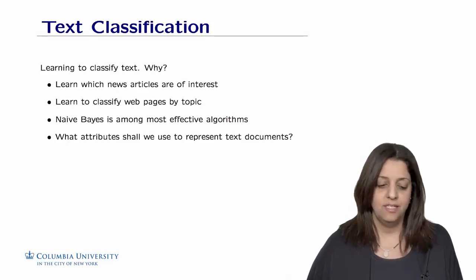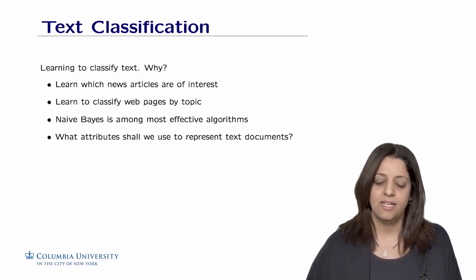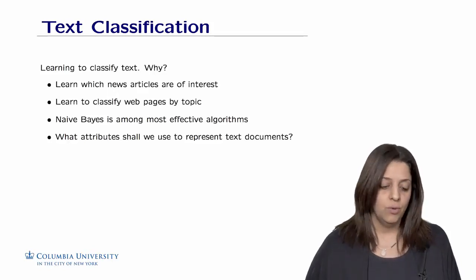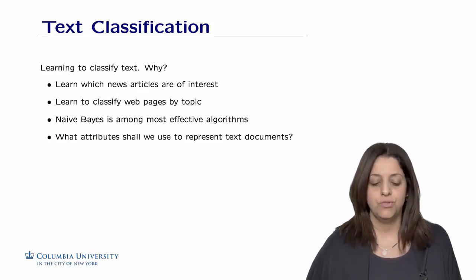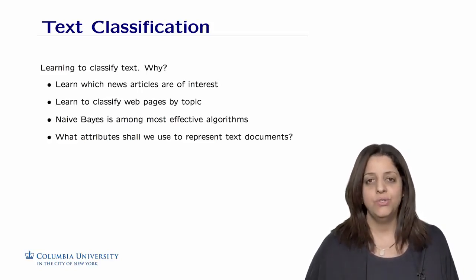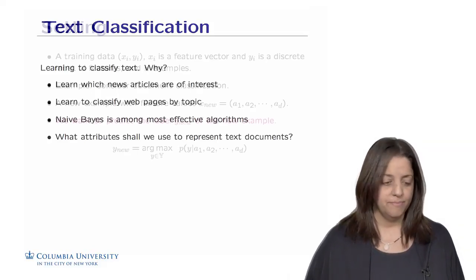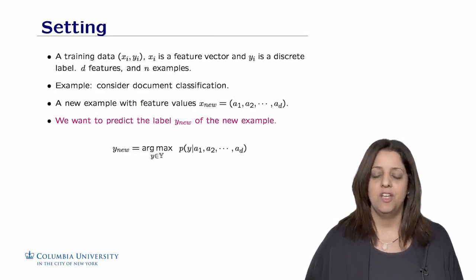So naive Bayes classifiers have actually been very successfully applied to text classification. But we can wonder what kind of attributes we should use for naive Bayes classifiers when we have data that is text. We could use, of course, the n-gram model, either unigrams, bigrams, etc. Let's recall first the setting of a naive Bayes classifier.